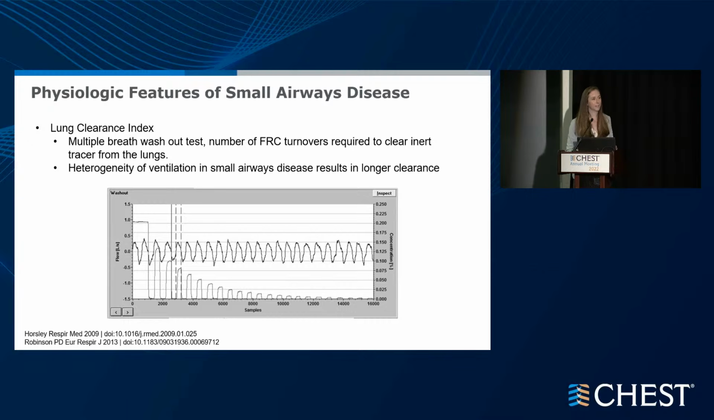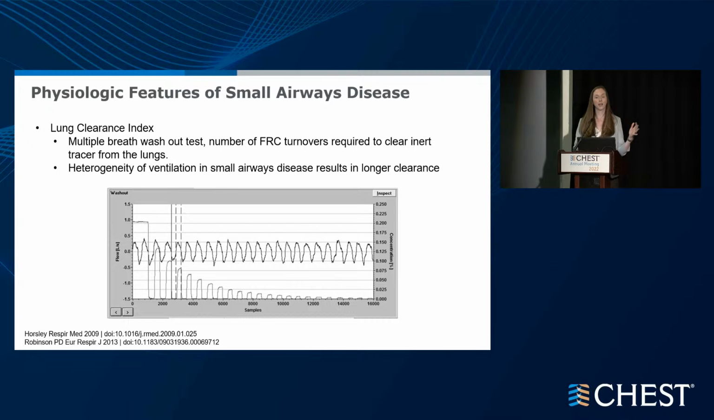Another metric that might be a little bit easier to understand is the lung clearance index, taken from a multiple breath inert gas washout test. The concept here, again, is that heterogeneity of disease in these small airways is going to result in some lung units being less effective at gas equilibration.